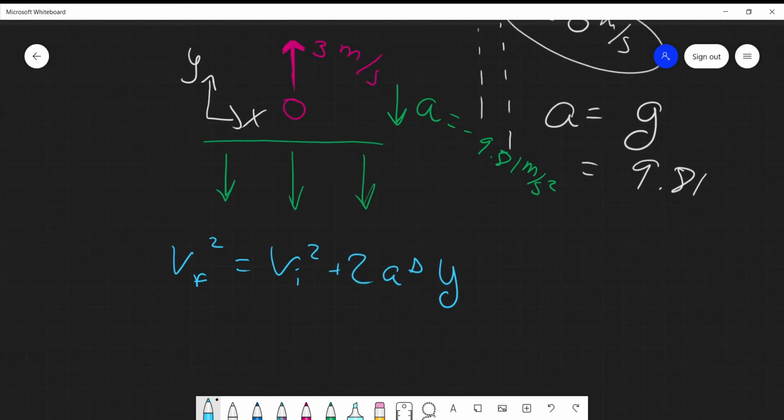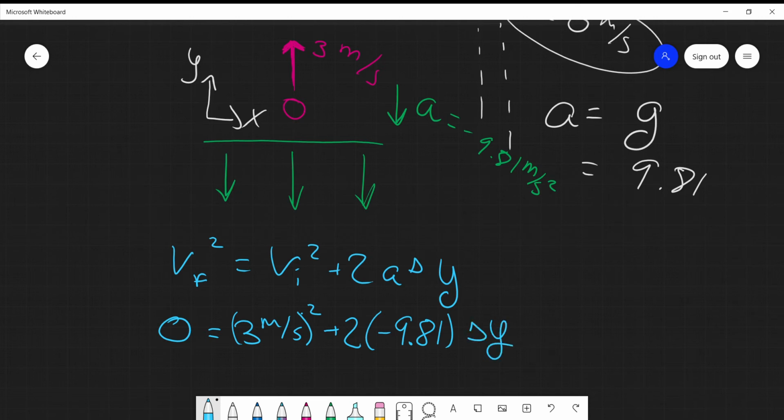So our final velocity is 0 because at max height, velocity is 0. And our initial velocity is 3 meters per second. That's not a second, that's a 2. Second, and that is squared, plus 2 times negative 9.81 because gravity is working against the velocity, so it's negative. And then this is multiplied by delta y, and that delta y is the number we're looking for.